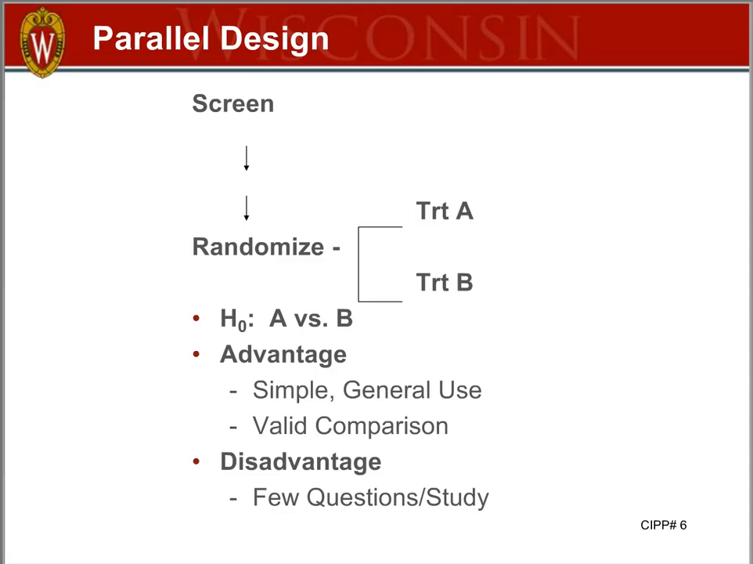It's simple, it has broad use, and gives you valid comparisons, and most of the trials you'll read about in the literature probably are this parallel design. The disadvantage, of course, is that you can limit the number of questions you can ask. You have one comparison, treatment A versus treatment B, and you're limited in your questions to 1 or 2 primary and a limited number of secondary questions. But it's a very general design, well used.